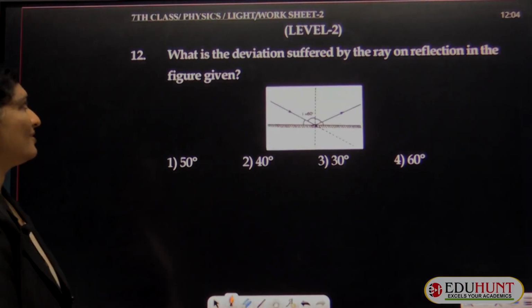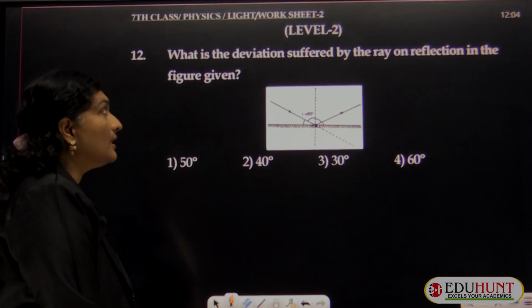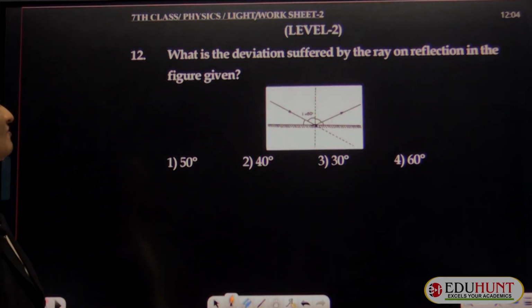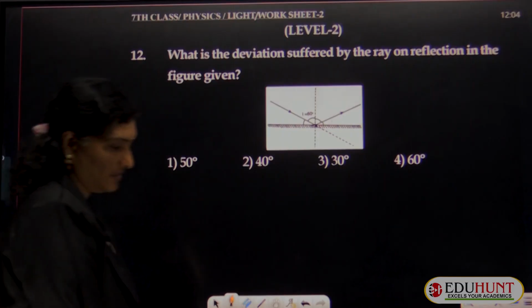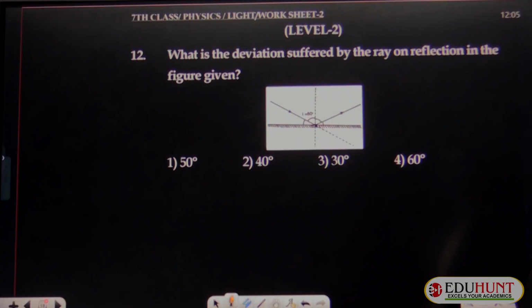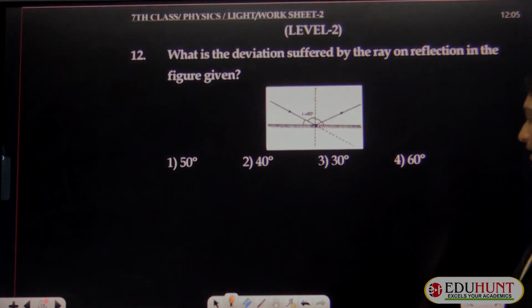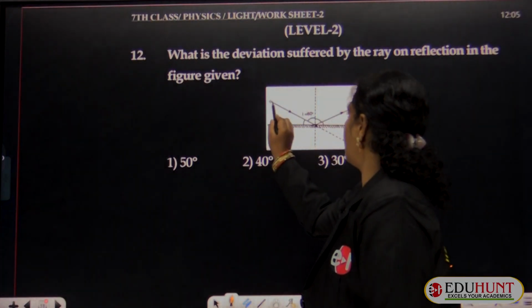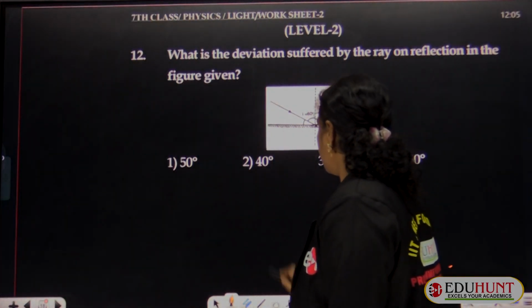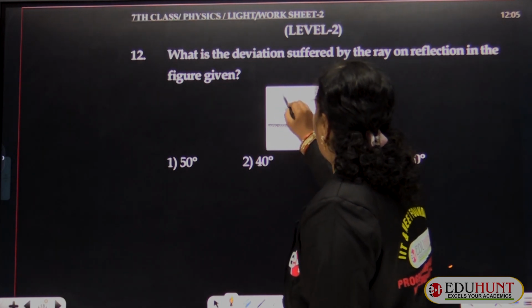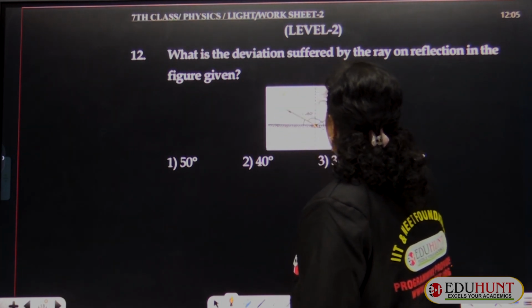So, here is the 12th question. If you look into that, what is the deviation suffered by the ray on reflection in the figure given? Some figure is given here. You are asked to find out the deviation suffered by the ray. If you observe this, this must be the incident light ray. Here we go. This is your incident light ray and here is your reflected light ray.